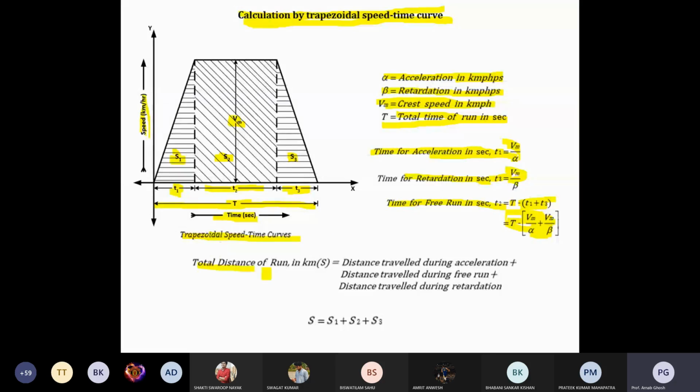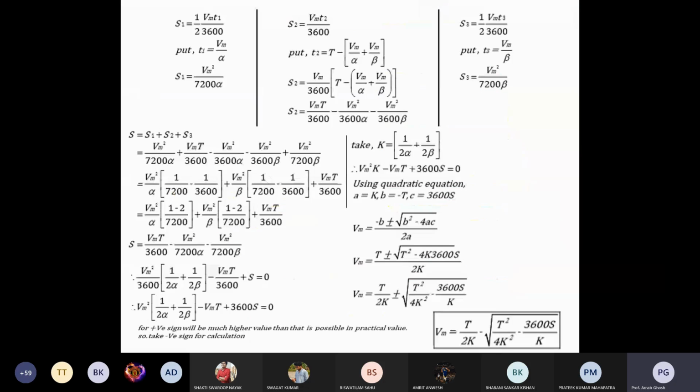So total distance travelled. Distance travelled during T1, means during acceleration. Distance travelled during the free run. Distance travelled during the retardation. Okay, so total distance S equal to what is the value? S1 plus S2 plus S3. So three things are there. You can add all the distances S1, S2 and S3. So the final S you can calculate.